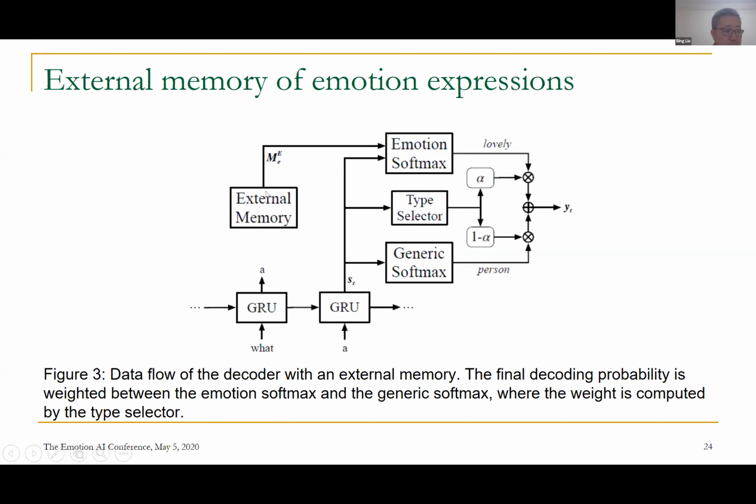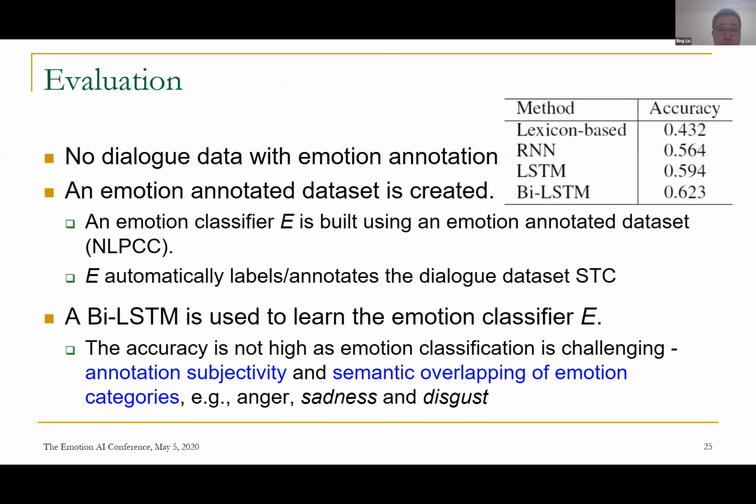So this is just some evaluation. As I mentioned earlier, we don't really have dialogue data with emotion annotations, so we have to create one. What we do is use another data set which has emotion annotations, but that is not a dialogue data set, and train with that to produce an emotion classifier.